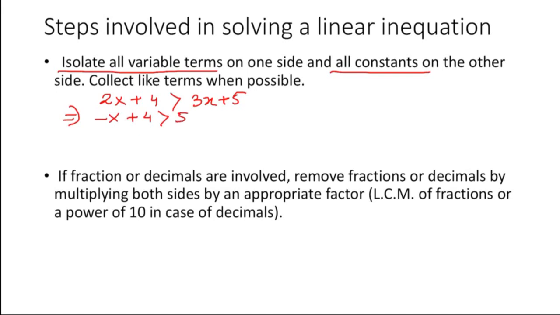So only 5. Now to isolate all the constants on the other side, let's subtract 4 from both sides of this inequality. So the inequality becomes minus x is greater than 5 minus 4, which is 1. So using the addition and subtraction rule, we simplified this inequality, and then we can represent this inequality very easily on a number line.